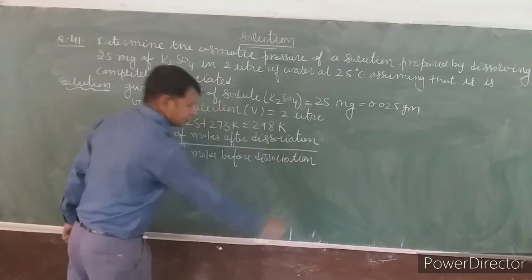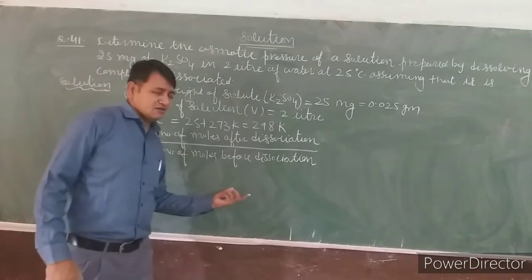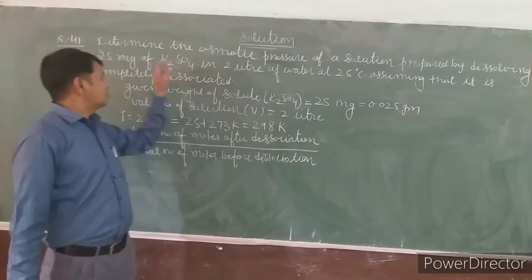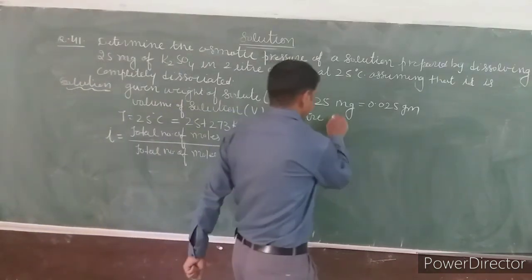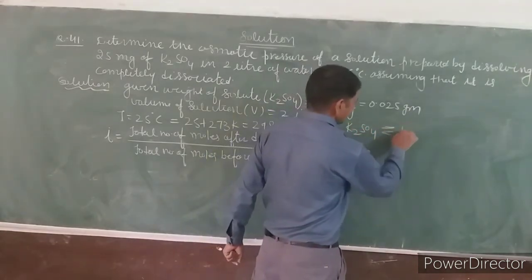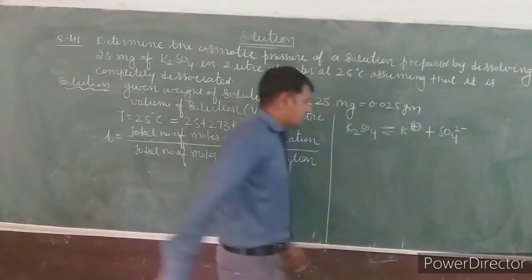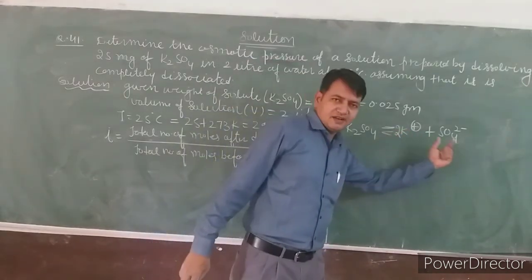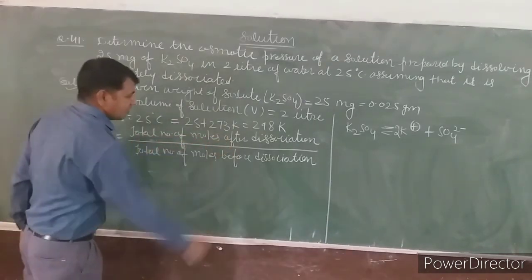And dear friends, you know very well, the dissociation always proceeds for the solute, and here the solute is potassium sulfate. So when potassium sulfate dissociates, it converts into potassium ion along with sulfate ion. When we balance it, there will be 2 moles of potassium ion and 1 mole of sulfate ion. So for I, the total number of moles after dissociation.